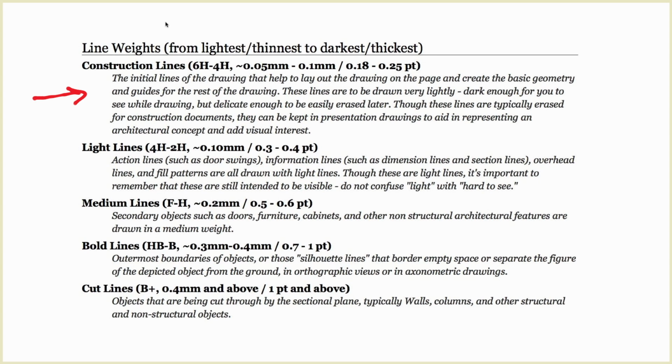The next section here is the light lines section. And I think one of the important distinctions here is that light lines don't mean that they shouldn't be seen. They're visible objects. They should be seen. They're just really thin. Then we move into the medium lines. These are things like furniture, doors, windows, etc. They're going to be in medium weight. Bold lines are the outermost boundaries of objects, silhouette lines, etc. And finally, we get down to the cut lines. This is a section cut or a floor plan. This would be the walls in a floor plan at 0.4 or above.